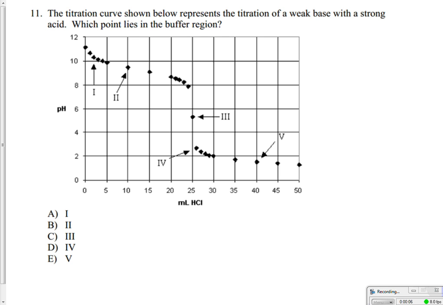The titration curve shows the titration of a weak base with a strong acid. Where is the buffer region? Well, the buffer region is going to be represented by the region right here. That's when you first start a titration, the flat area. In this case, this happens to be a weak base because we're starting at a pH below 12, but it's up there. We're titrating with an acid. The buffer region is going to be right in that area right there, so B, Roman numeral 2.